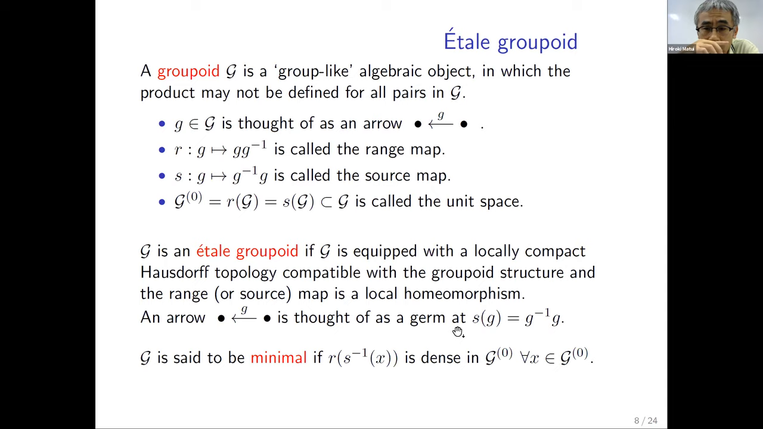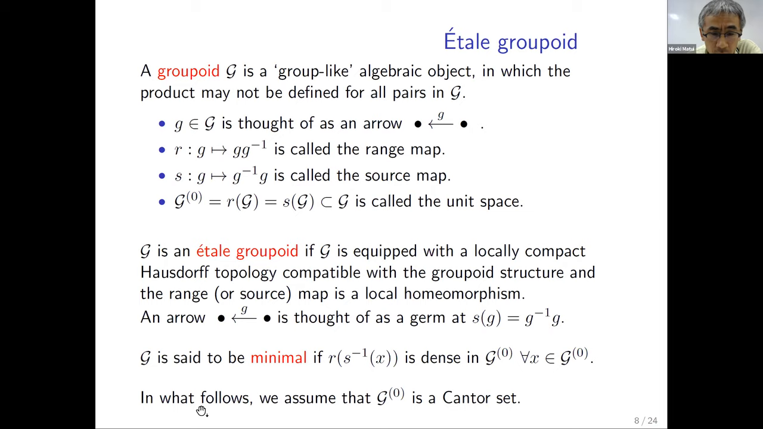And we say that G is minimal if every orbit is dense in the unit space. Yes, and of course, in what follows, we assume that the unit space is a Cantor set. All right?